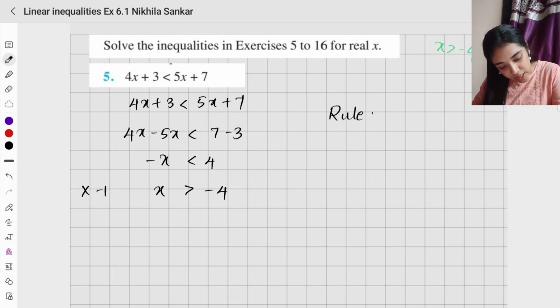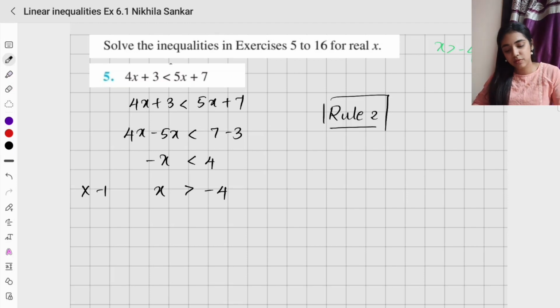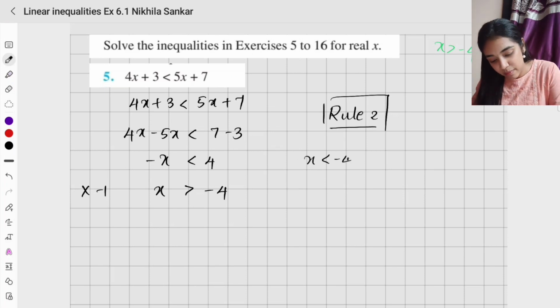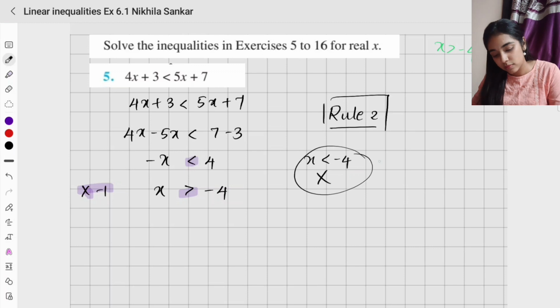Always remember, this is rule number 2, it is given in your NCERT textbook. Okay, please don't forget. We are multiplying by -1, so the inequality is going to change. Here you should not write -x less than 4, x less than -4. Okay, this is wrong. You have to change the inequality. You see here, the less than symbol becomes a greater than symbol when you are multiplying by -1. Okay, this is wrong. Please don't write this.